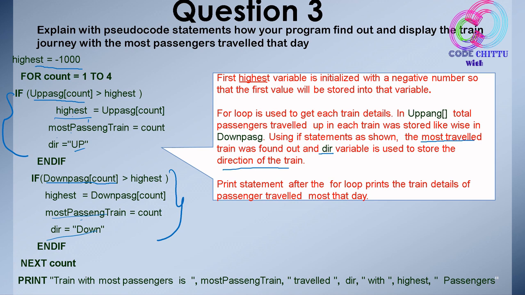After it comes out of the loop, we have the most passenger train and direction, and in this highest variable, how many passengers traveled, right? The highest value will be in this highest variable, which train will be in most passenger train, and the direction, up, will be there. Clear? So this will be calculated, and that we are printing. The train with the most passengers is that most passenger train. Suppose train 2 traveled, so most passenger train is train 2 and traveled in the up direction with the highest value of 440 passengers. That kind of information will be there.